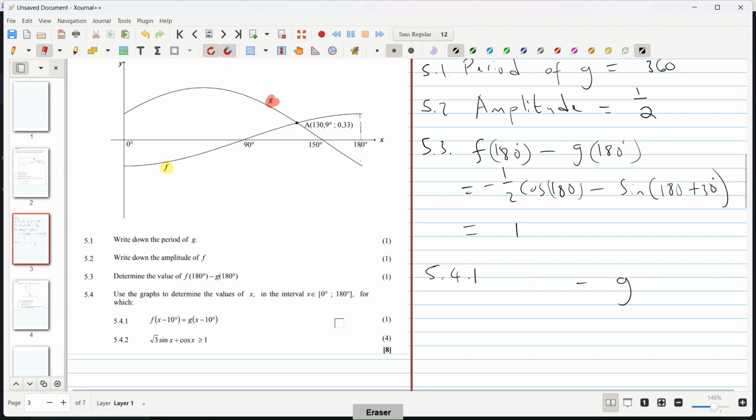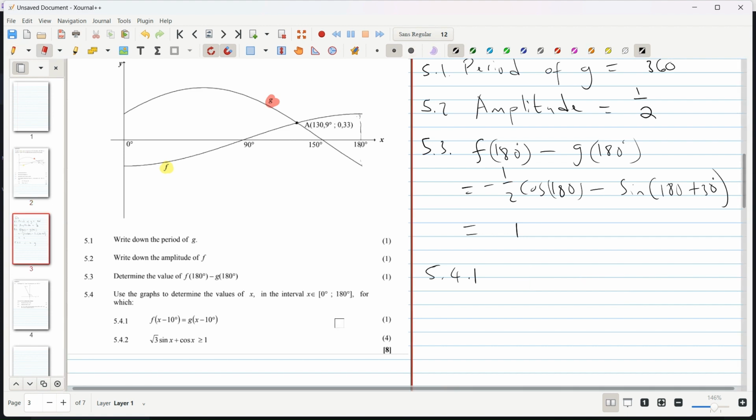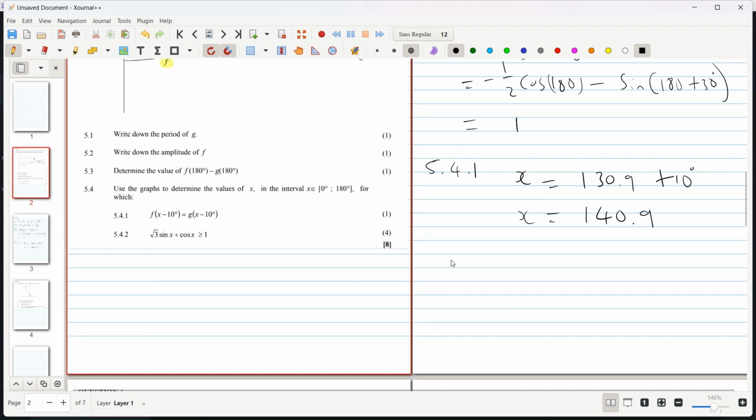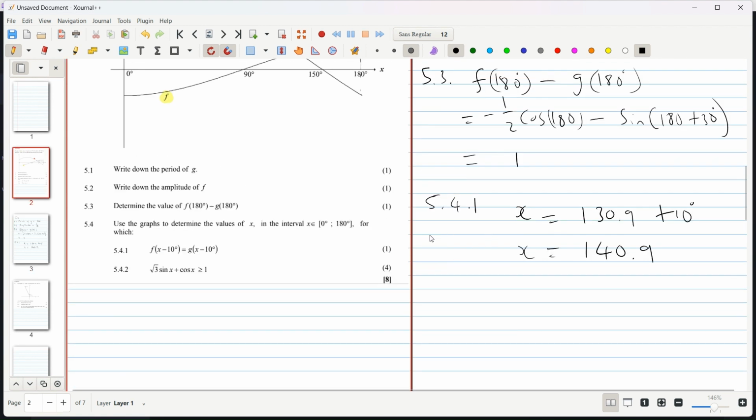So instead of our x coordinate being 130.9, if it shifts to the right, what will the x value be? It will be 130.9, then we need to add 10 degrees. Why? Because we're shifting to the right. So it will be 140.9, right? So 140.9 is the value of x in this case. Okay.